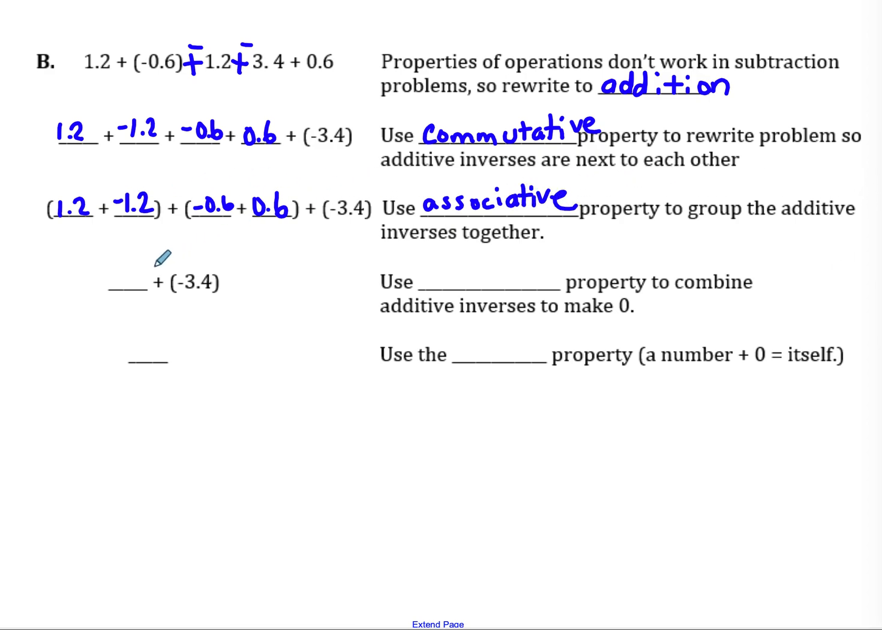Okay, all of that equals 0. So now I only have one number plus 0. This is the inverse property combining and canceling out the inverses. And then the last one, when I'm just adding 0 and nothing else, that's the identity property. A number plus a 0 equals itself, negative 3 and 4 tenths.